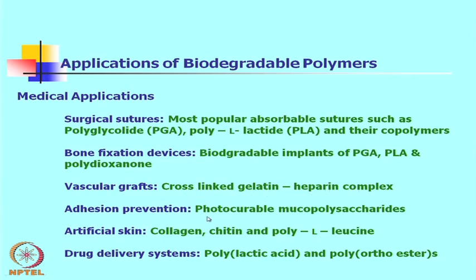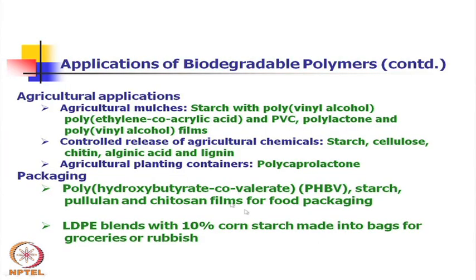Adhesion prevention was also used during surgery. These are photocurable mucopolysaccharides which are used. Artificial skin was made from collagen, chitin and poly-L-leucine, and also collagen from fish scale can be used for artificial skin. Drug delivery systems: say polylactic acid and polyorthoesters are used as drug delivery systems.